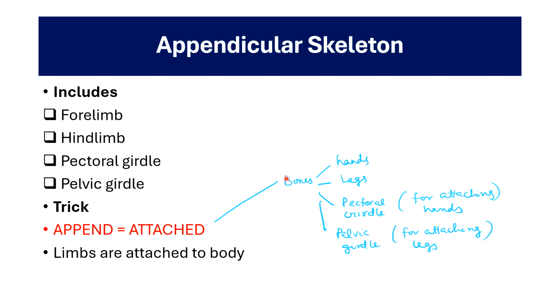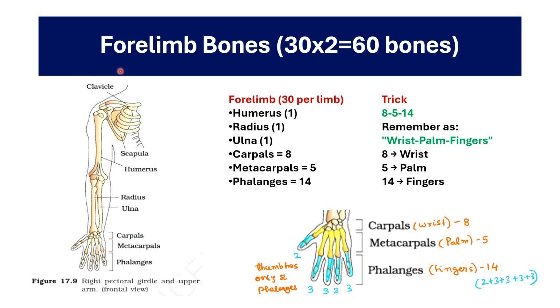What is it comprised of? It is comprised of the bones present in the hands or the forelimb, in the legs or the hind limb, in the pectoral girdle, that is for attaching the hands to the main axis, and the pelvic girdle, that is for the attachment of the legs to the main axis. Okay, the forelimb is comprised of 30 bones present in each hand, and that makes 30 cross 2, 60 bones present in the forelimb as a total.